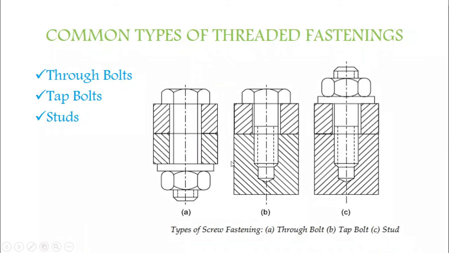This is part 1, this is part 2, and in part 2 we are making the threaded hole here. The tap bolt is turned into the threaded hole, which is not connected to the nut. On the other hand, the through bolt is turned into the nut. Here the through bolt is connected to the nut, while the tap bolt is not connected to the nut but to another part, the second part.